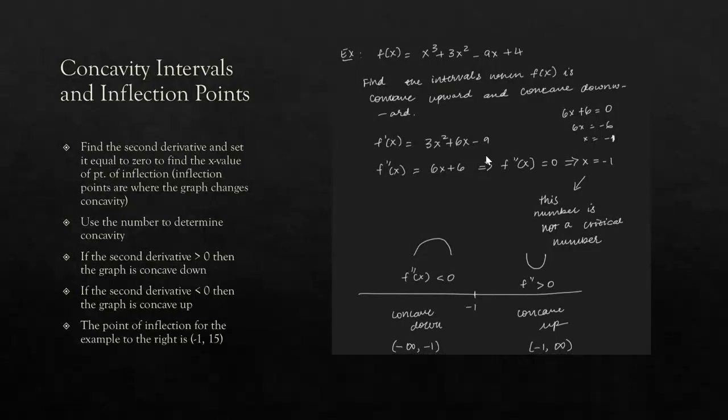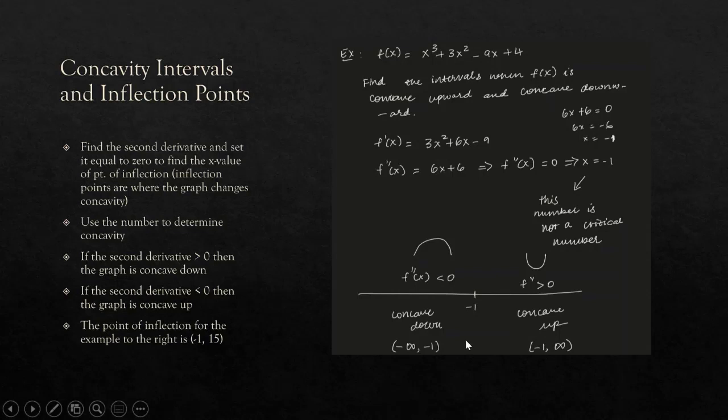And then moving on to concavity and inflection points. To determine whether a function is concave up or concave down in a certain region, you would find the second derivative, set it equal to 0, and find the x values of the point of inflection. These points are not your critical numbers. That is something you don't want to get confused with. These are the points where the graph changes its concavity. That's your inflection points.